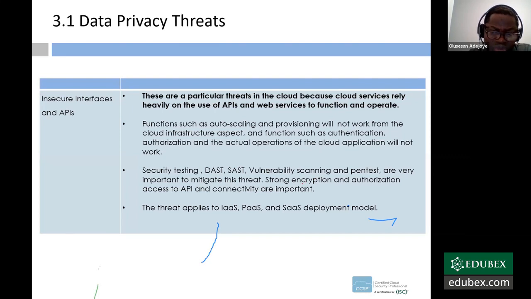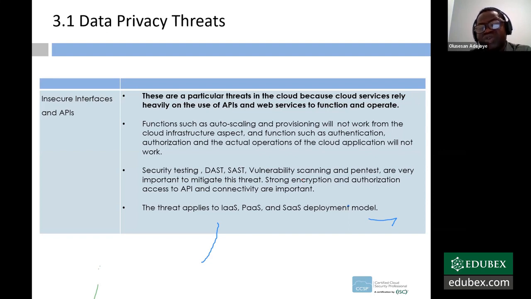Then encryption is also important, and authorization access to the API. So you ensure that access is granted based on need to know. By need to know concept, it means before you grant access, there must be a business justification before you grant access.